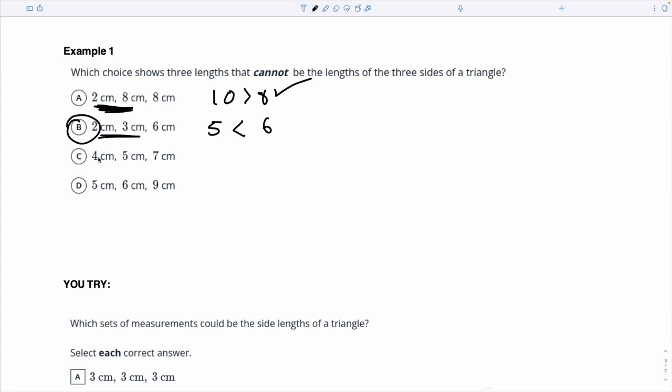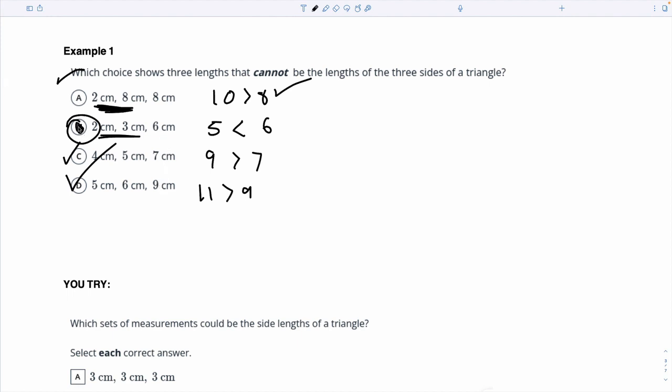You could check the others to make sure. 4 and 5 are the smallest. Add them together. 9 is bigger than 7, so this works. 5 and 6 are the smallest. 11 is bigger than 9. That one would work for a triangle. Your answer for this has to be B.